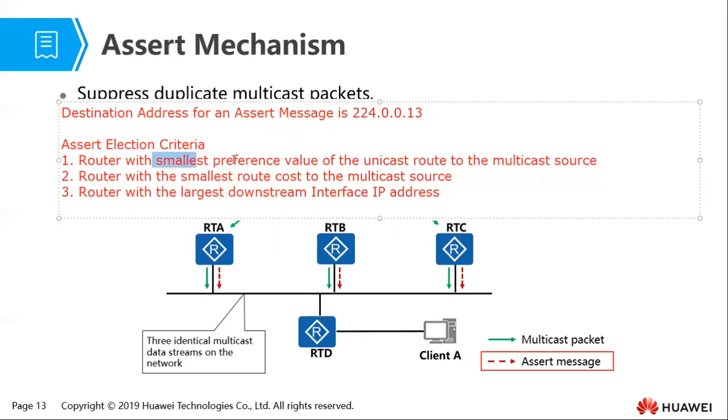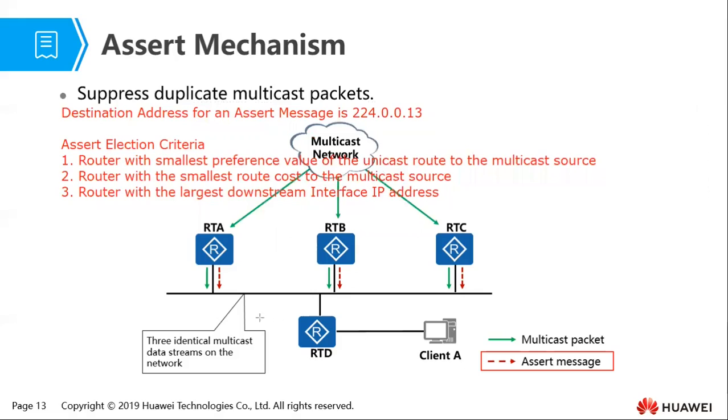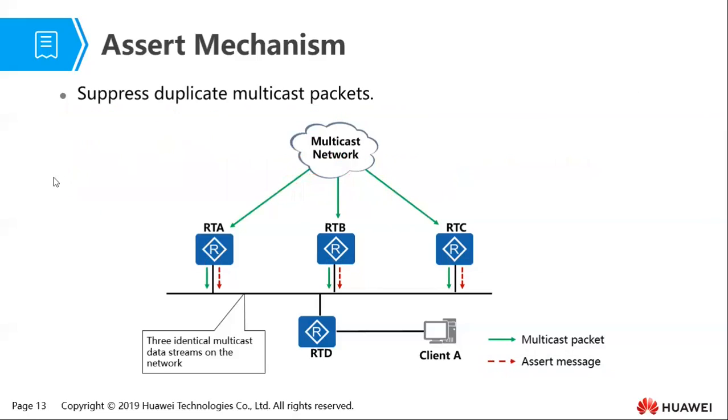So where does it get the smallest preference value to the source? Of course, from whatever protocol that you're using, an IGP for example. Where does it get the smallest route cost? Again, from the protocol. So if these two are the same, which might be the case with RTA, RTB, and RTC, then it simply elects based on the IP address of these downstream interfaces. So the one that has the largest becomes the winner of the assert election. Okay.